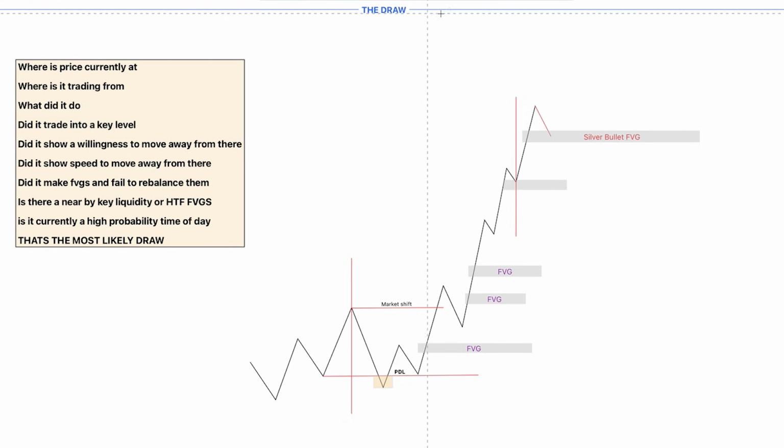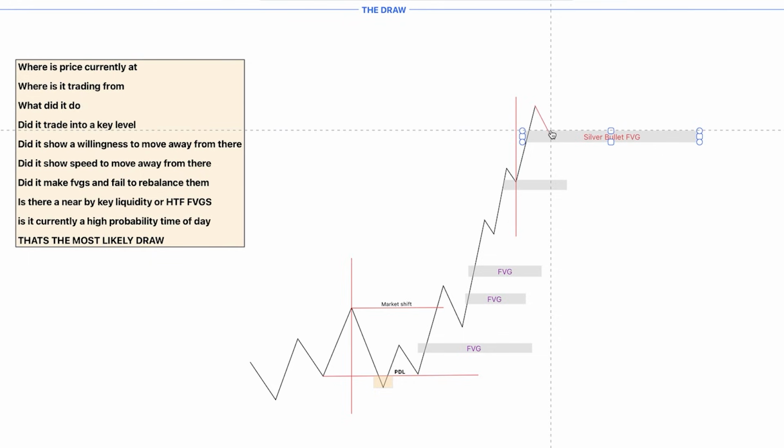Boom. So that previous day's high, which would be the draw here, is a high probability draw that price is going to reach into, based on the fact that price has come from a key level, showing bullishness by creating fair value gaps and failing to rebalance those fair value gaps. And now it's a key time of day, like the silver bullet hour, where price creates high probability fair value gaps, and we still have a pending draw, our previous day's high, that is trading here.